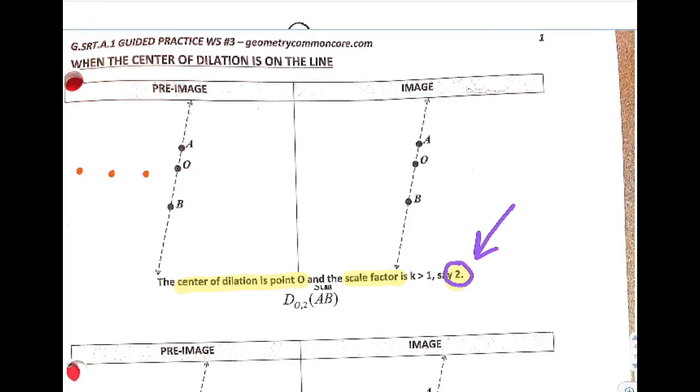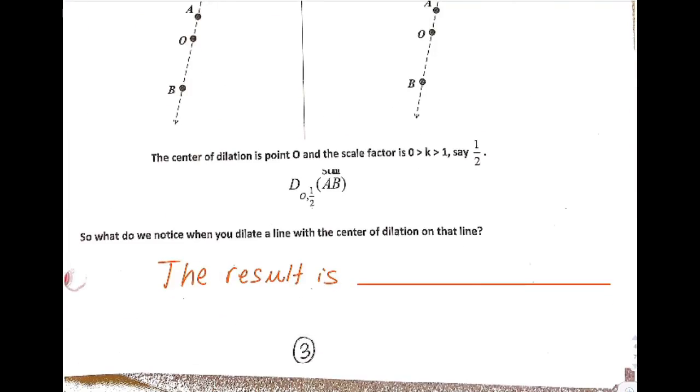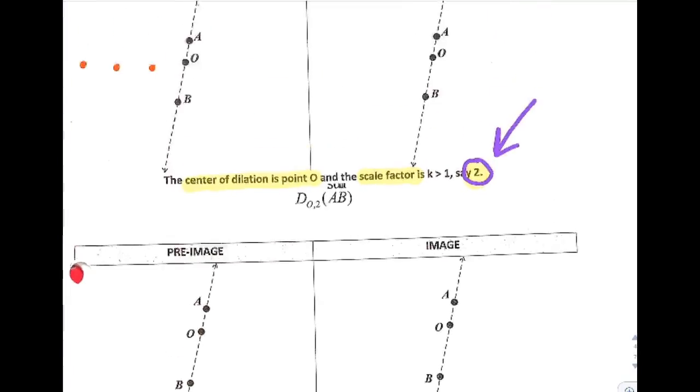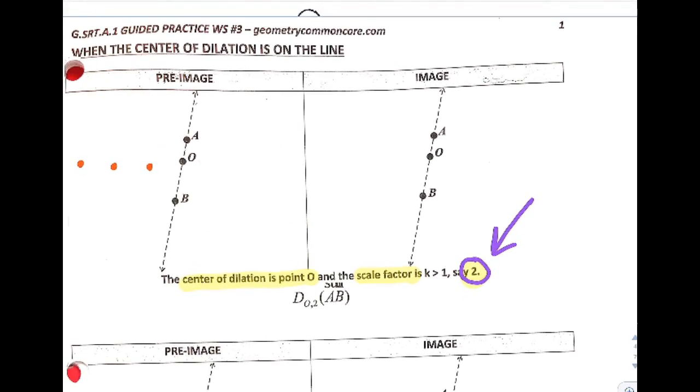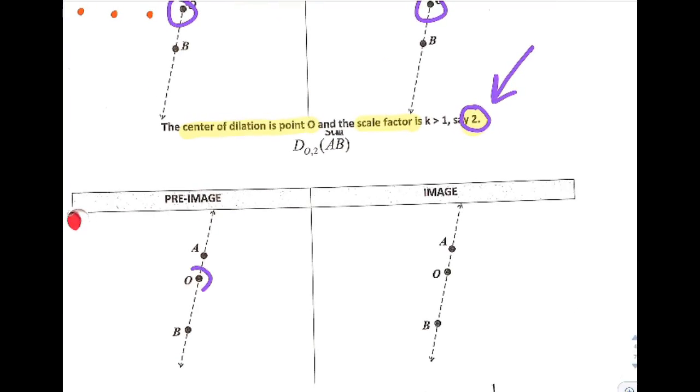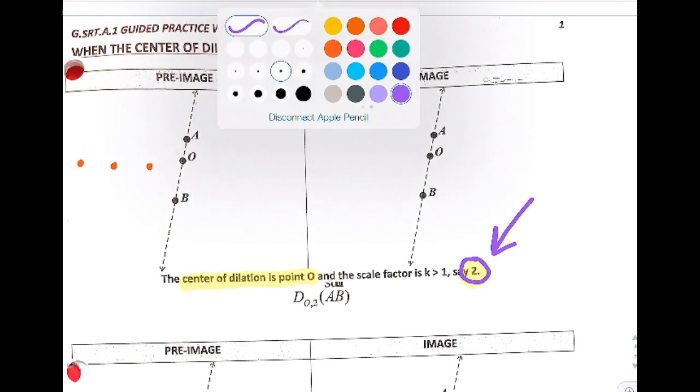Okay, so I want to talk about the page we skipped, which is page 3 at the bottom, because we had jumped to 4. The difference with page 3 is that the center of dilation, which is point O, is on the line. It's not even far off of it or to the left of it. It's literally on the line. So what happens in that case?